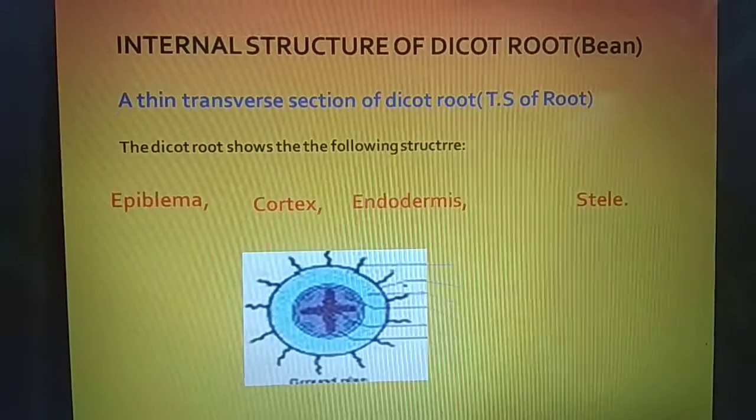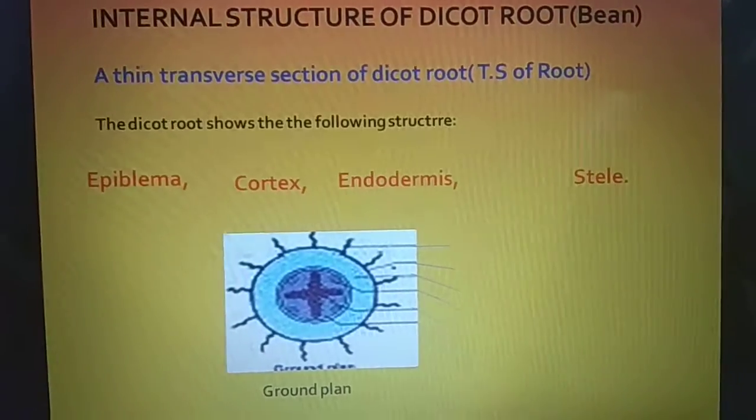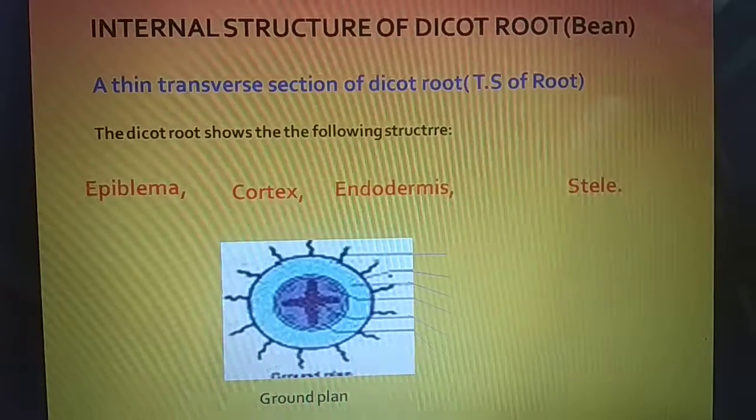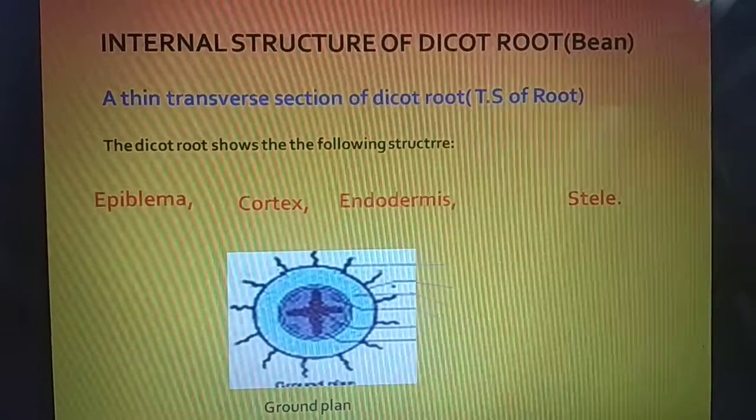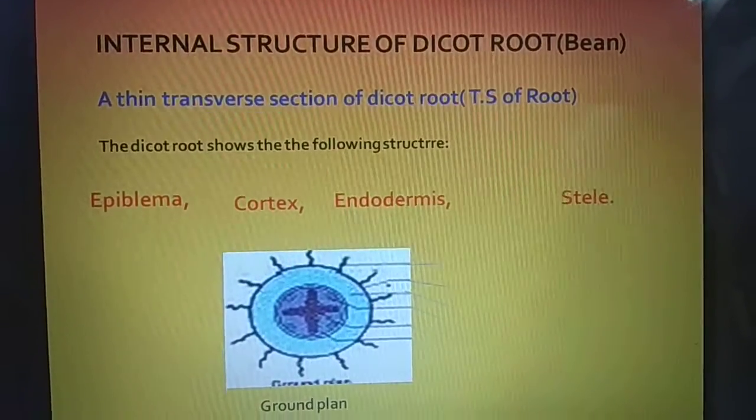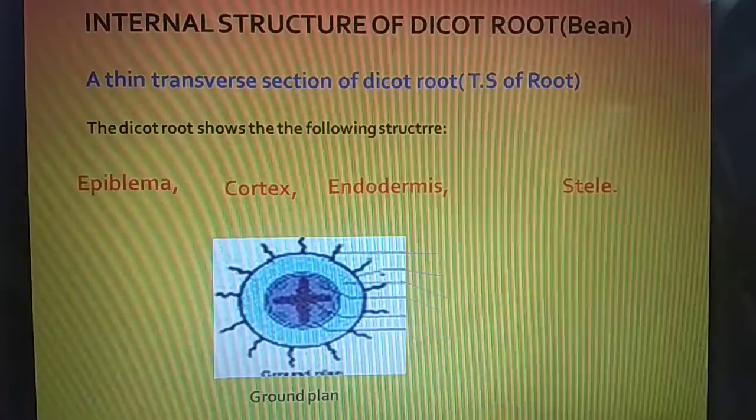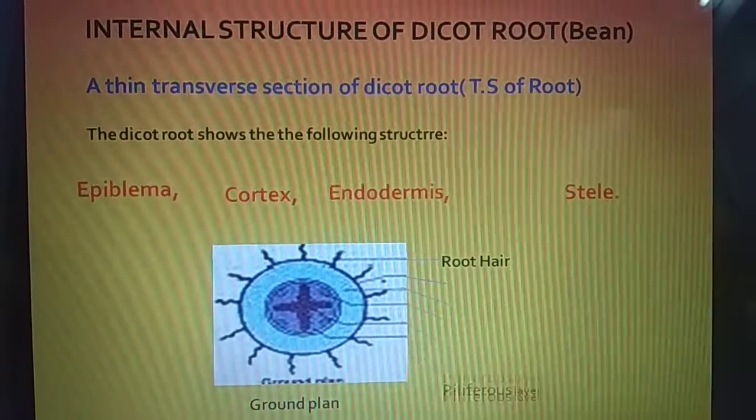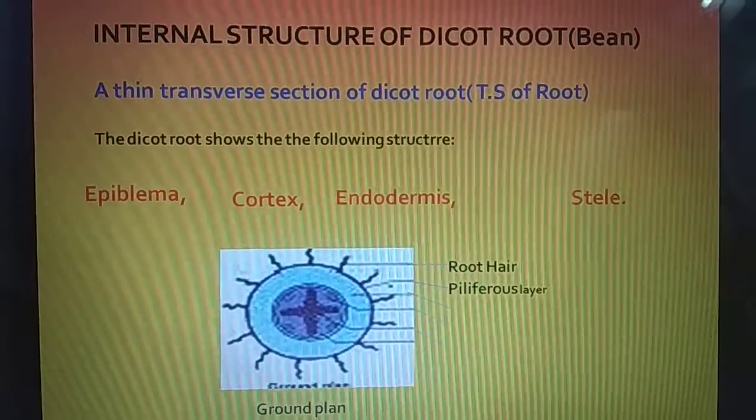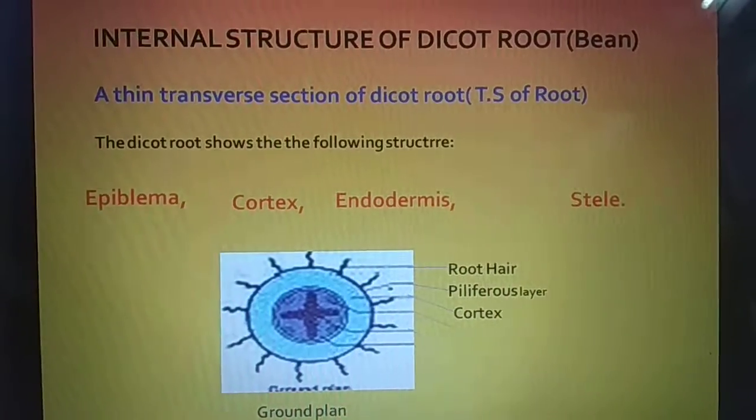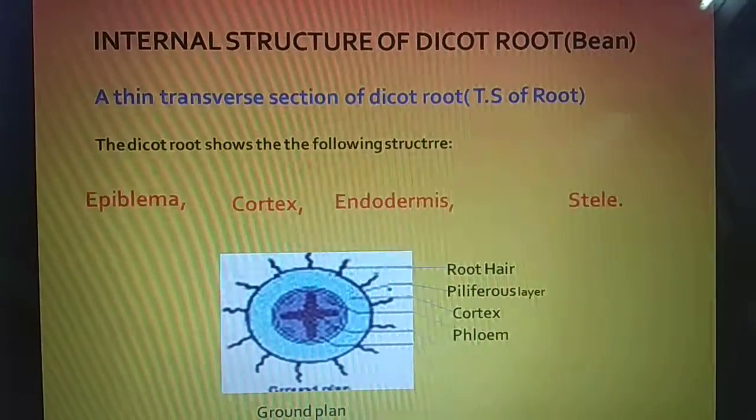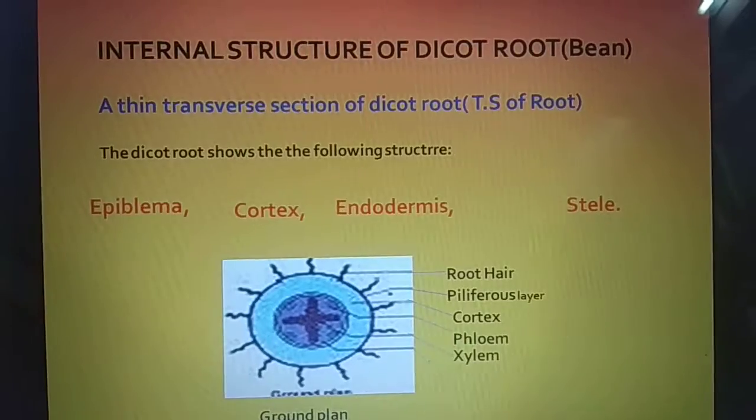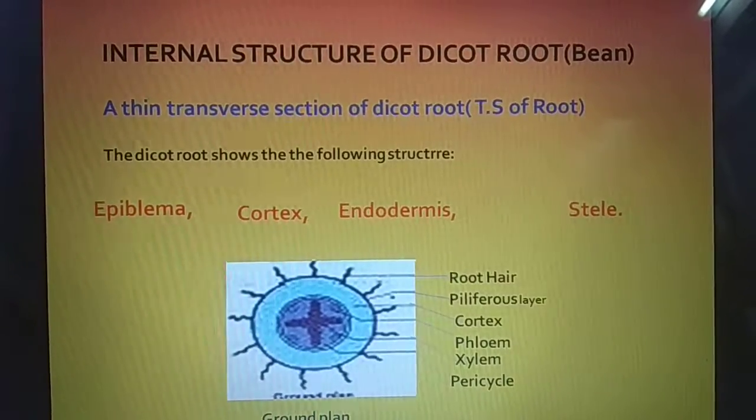What is meant by ground plan? Ground plan means we directly cut the root and see it, not the enlarged one. So it is called ground plan. First part, root hair, piliferous layer, cortex, phloem, xylem and pericycle.